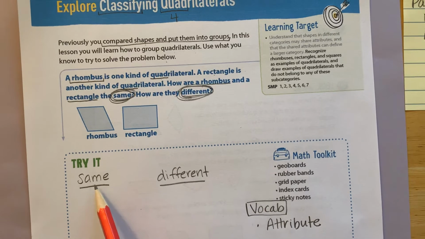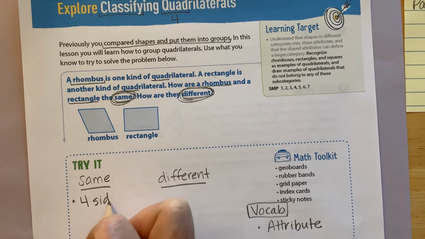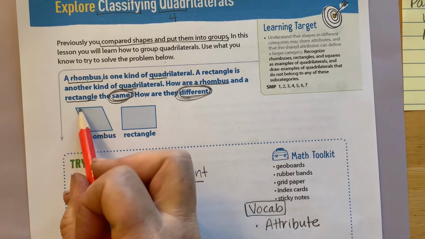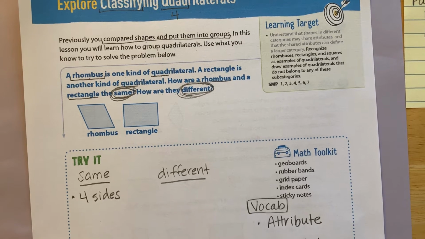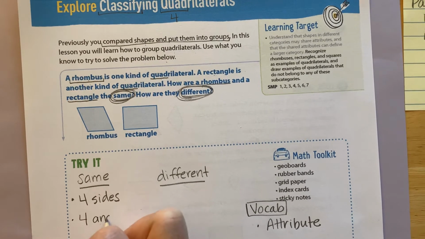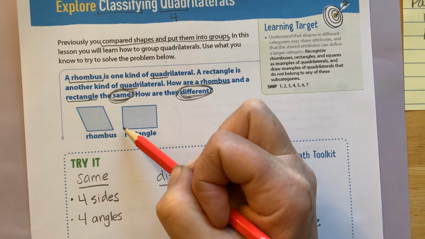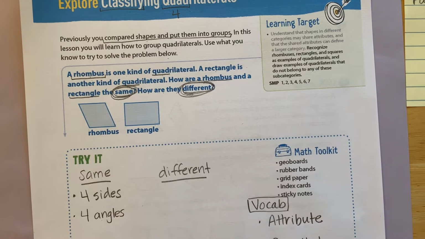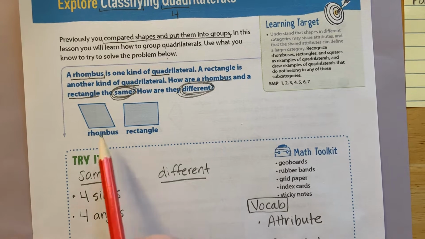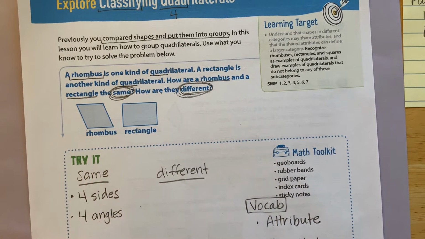Okay, what did you notice that was the same? Well, they're quadrilaterals, which means they all have four sides. 1, 2, 3, 4. And a rectangle has 1, 2, 3, 4. What else do you notice? There are four angles. Notice 1, 2, 3, 4. And this one has 1, 2, 3, 4. Anything else that you notice that's the same between these? Okay, what did you find that's different? What's different between these two? What does the rectangle have that the rhombus does not?